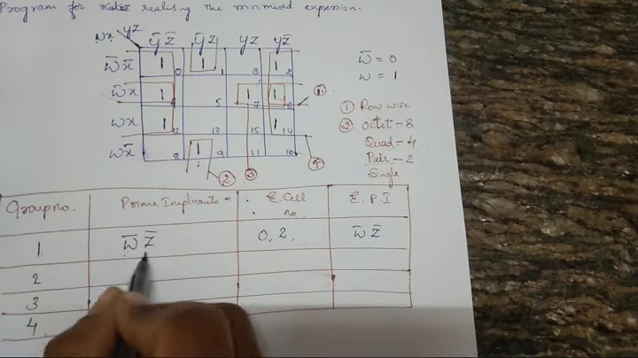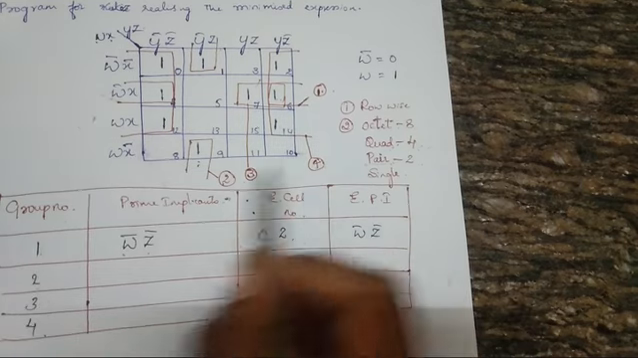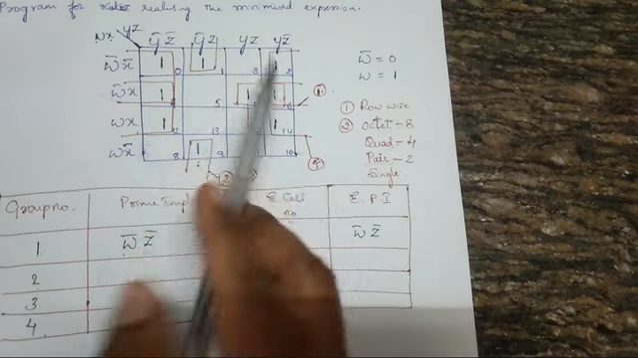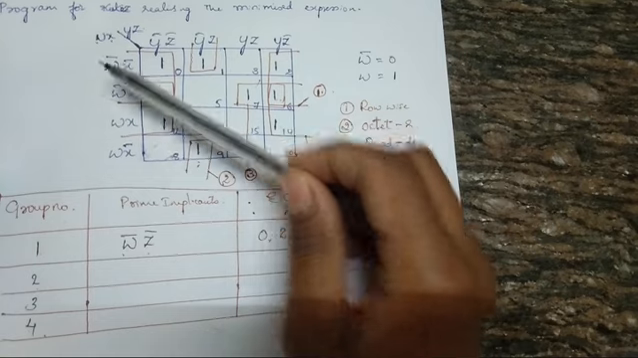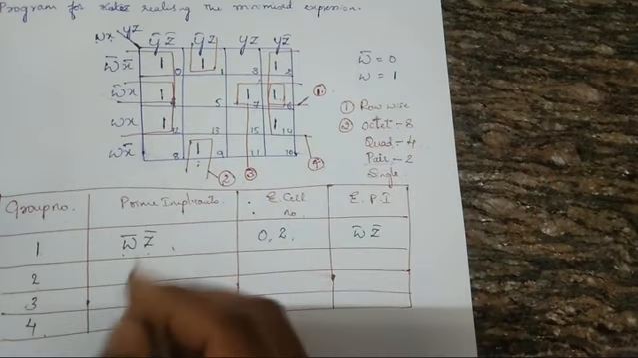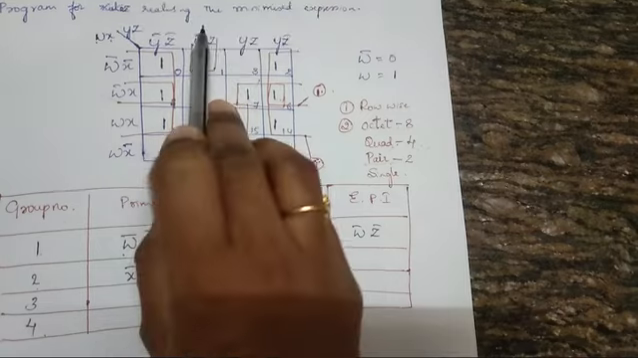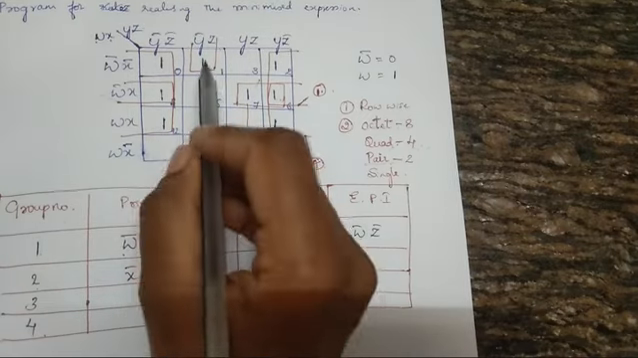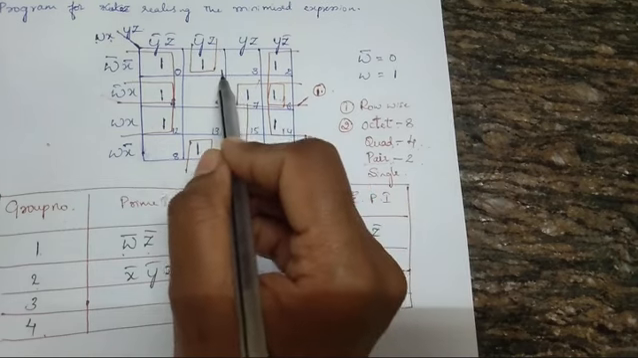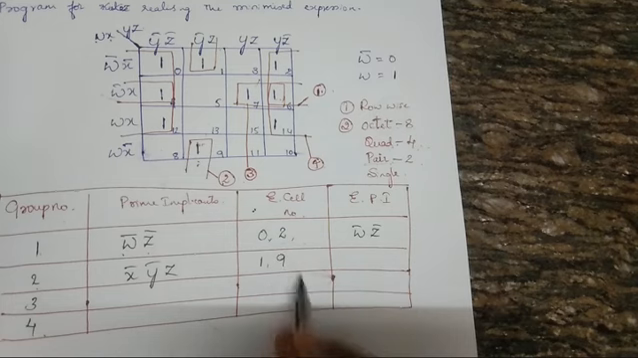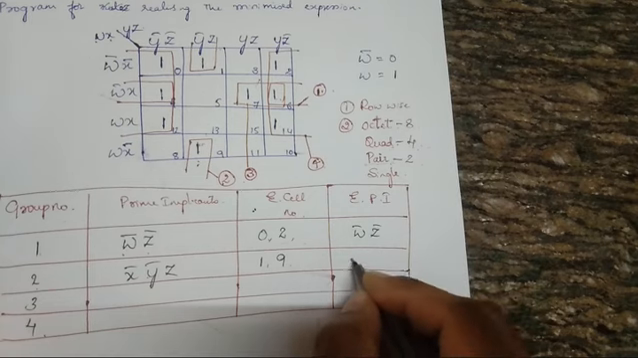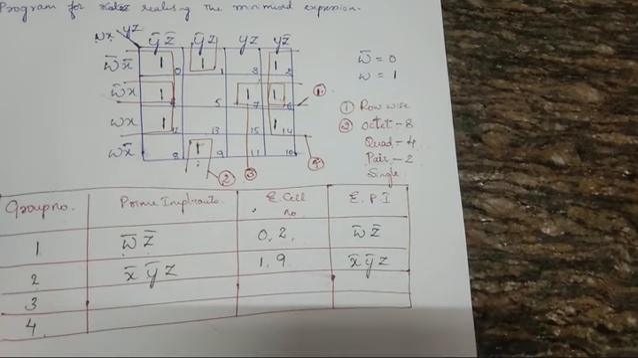Fine. Next, similarly for the second group. This is my second group. For this, the only column and these two rows are being utilized. W bar changed to W, X bar remains same. So it is X bar, Y bar, Z. Is there any essential cell numbers? See the cell number 1, it is not being reused by any other groups. So 1, 9. Since I am having an essential cell number here, I can write this as an essential prime implicant.